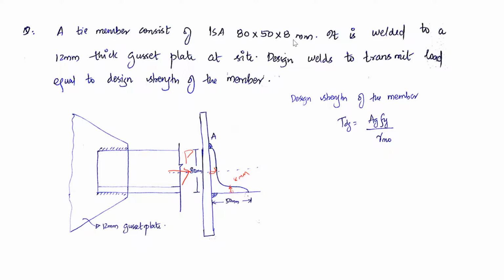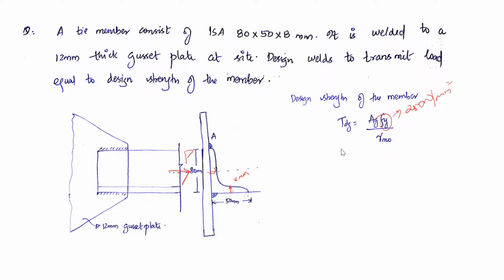This IS angle 80 by 50 by 8 means 80 mm length over here, 50 mm length over here, and the thickness is 8 mm. So you need to find the gross area of this. And what is the Fy value? Fy is not given, so we can assume 250 Newton per mm square as the Fy value, that is the yield strength of the plate element.